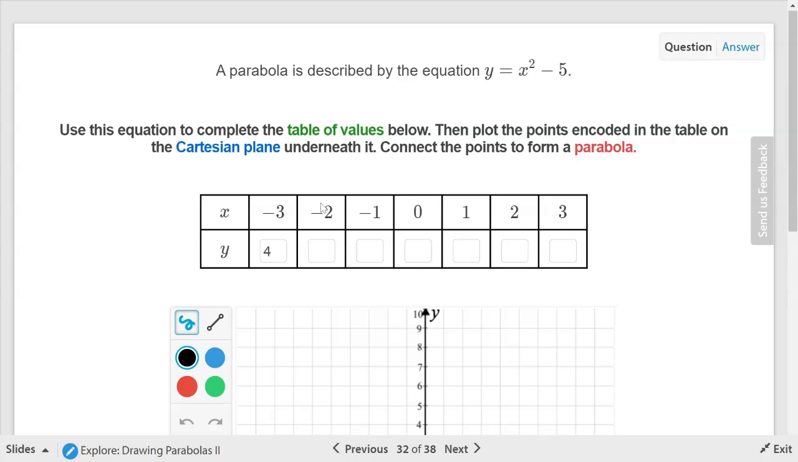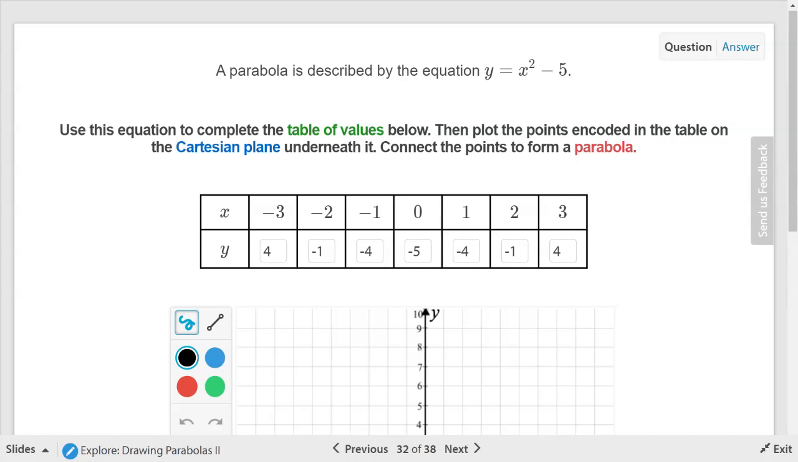Then we take -2, substitute it into x, square it, becomes 4. 4 minus 5, -1. -1, substitute it into x, square it, becomes 1. 1 minus 5, -4. Take 0, substitute it into x, square it, minus 5 becomes -5. 1 squared is 1, minus 5 is -4. 2 squared is 4, minus 5 is -1. 3 squared is 9, minus 5 is 4.